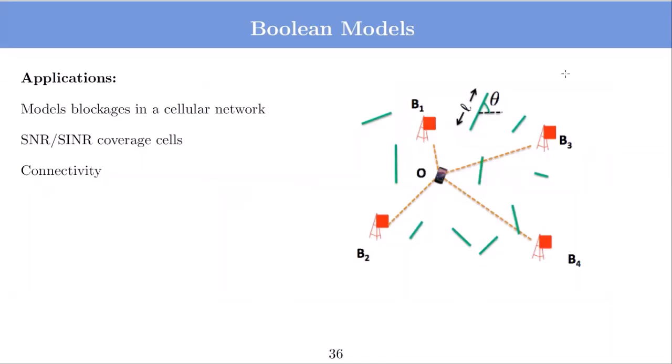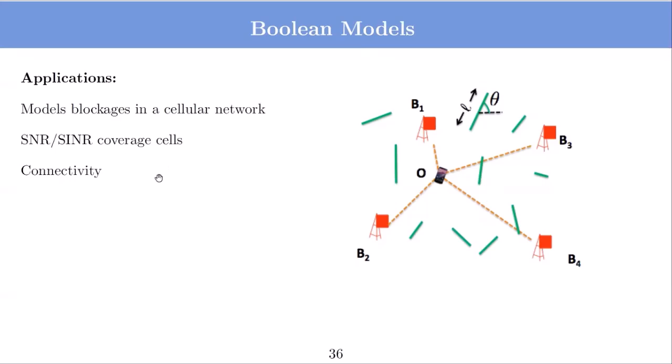And how do we use these Boolean models? You can use them to model blockages. Like you have seen, there's a single user and there are different base stations, and these lines are like different building footprints. If a building footprint falls on a link, then this link is blocked. Such a system can be modeled using Boolean models. You can also model SNR or SINR coverage cells.